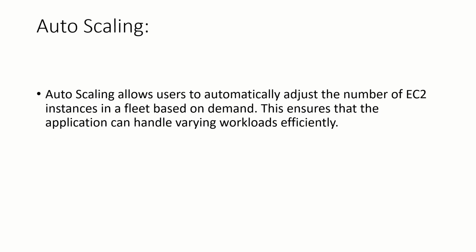Auto scaling allows users to automatically adjust the number of EC2 instances in a fleet based on the demand. So let's say, as of now, the demand of the EC2 instances is very low, or you can say the requests coming to your application are very low. At that time, auto scaling will reduce the number of active EC2 instances, and when the demand is high, it automatically increases the number of EC2 instances to meet the demand. This ensures that the application can handle varying workloads efficiently.